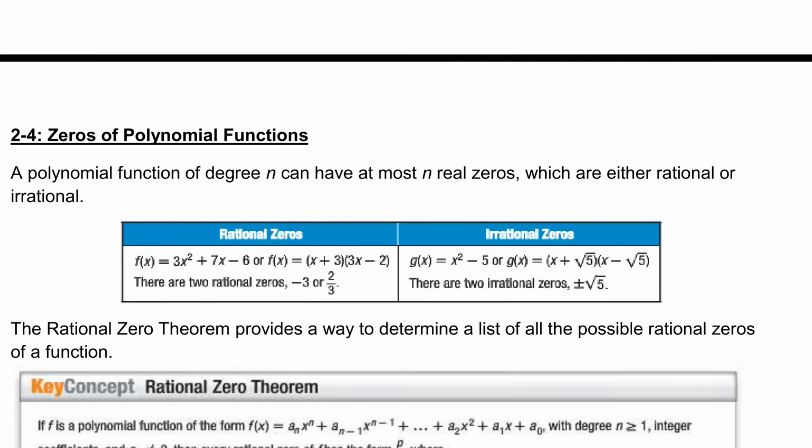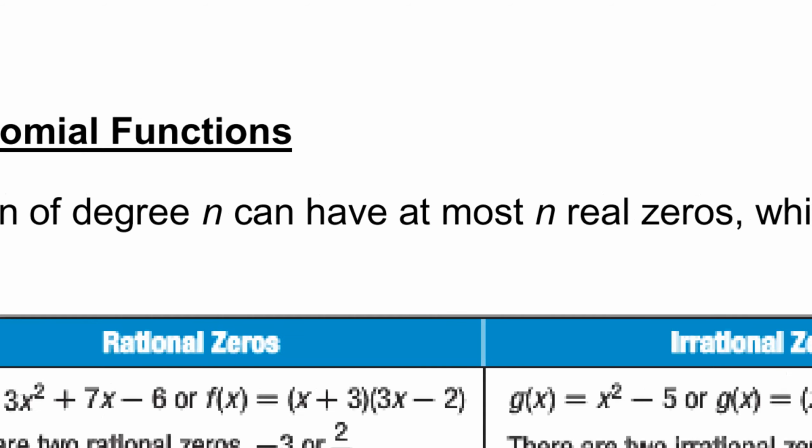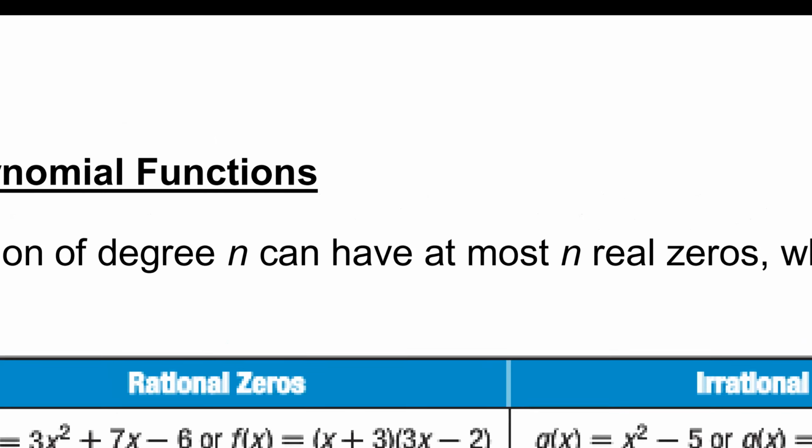So, zeros of polynomial functions. Last time we talked about how x to the 6th power, well, that exponent would be the max number of zeros. We could have at most 6 zeros, right, at most.